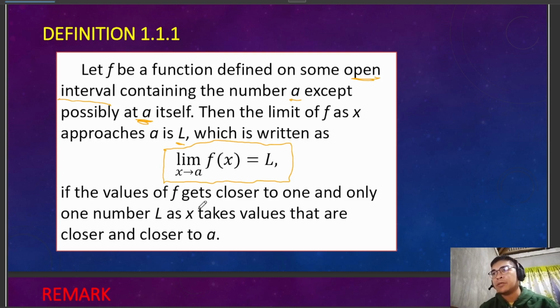If the values of f get closer to one and only one number, which is our L, just like the example earlier, where the value of f either from the left or from the right gets closer and closer to one number only, which is 3, as x takes values that are closer and closer to a. And that is our limit. Okay? In the x table, those are numbers that are close to a. And on the other side also, those are numbers closer to our f of x. Okay. So that is the definition.